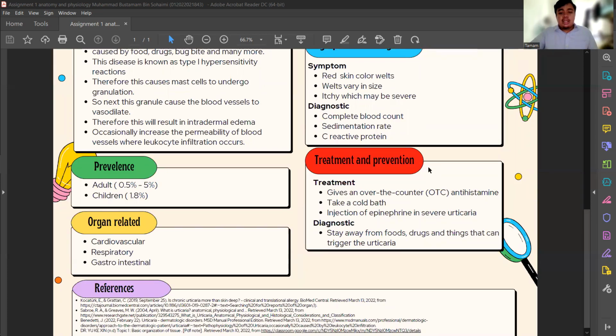The last thing is prevention. The person has to stay away from foods, drugs, and things like solar rays, the rays of the sunlight, that trigger the urticaria.